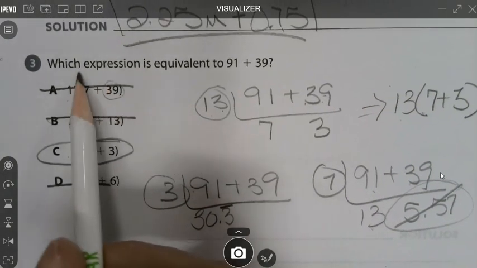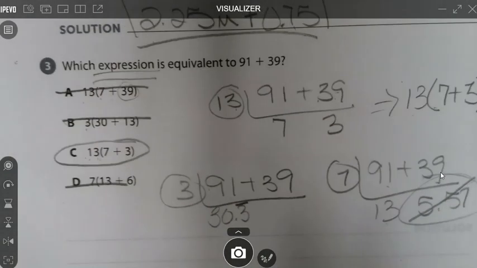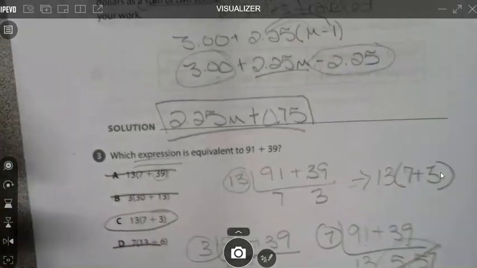And it said which expression, meaning singular. So just one. All right, number 4.